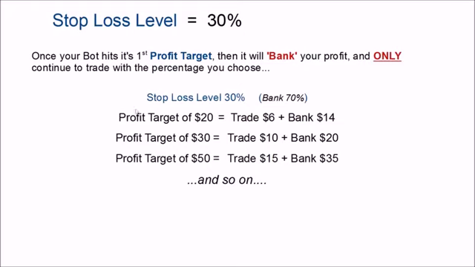So that basically means that once the profit target of $20 has been hit, it will continue to trade with 30%, which is $6, and it will bank 70%, which means it will never touch the $14. If your profit target was $30, again it would trade with 10 and it would bank you 20. If it was $50, it would trade with 15 and it would bank you 35. And of course, as your profit targets increase, the amount that will be available to be traded as a percentage will also increase.